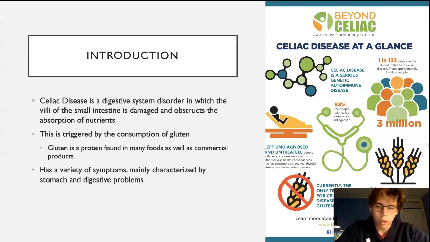I'm sure most of us know what gluten is. It's a protein that's found in many foods. Mostly when you think of gluten, you're thinking of things like wheat, rye, barley, any sort of bread, pretty much. But it's also found in commercial products. There's things like toothpaste and other medical things that have gluten in them. There's a variety of symptoms that we're going to talk about in the next couple of slides. But when you think of celiac disease, you mostly think of stomach and digestive issues. There's also skin conditions that go along with it, and we'll talk about that as well.